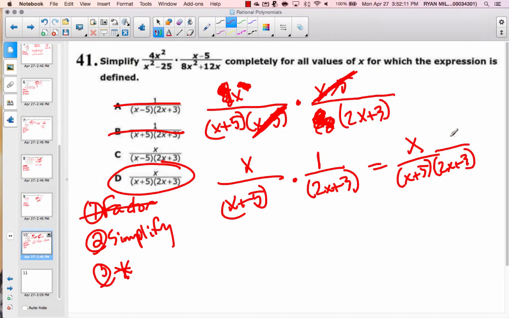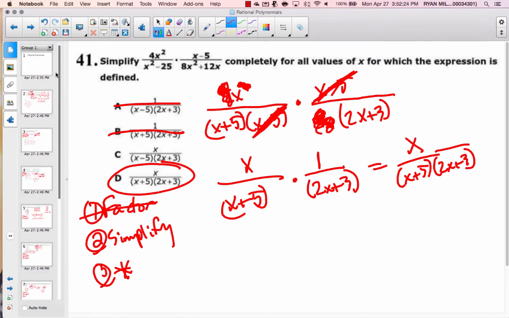So what I hope you noticed is that these questions aren't terribly difficult if you're good at factoring. If you're not good at factoring, you really need to brush up on those skills, because being good at factoring is going to make these types of problems much easier. So I hope this helps you prepare for your final exam, and good luck to everybody.